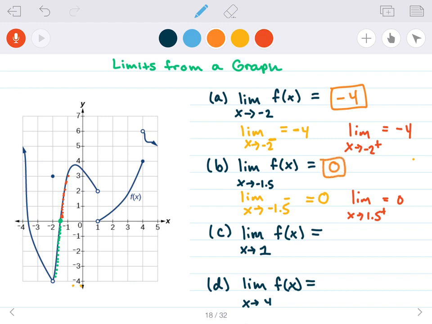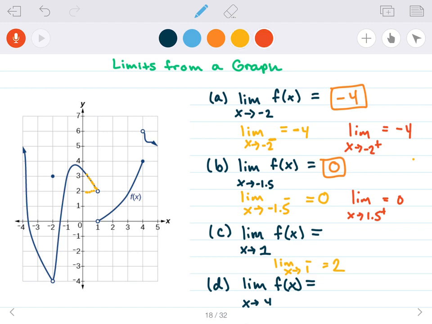All right, let's look at part C. This time we're going to x approaches 1. Let's do the left side first. So as we get closer and closer to 1 from the left side, what's happening to our y value? Well, it's getting close to y equals 2. So that's going to be our limit of the left-hand side.